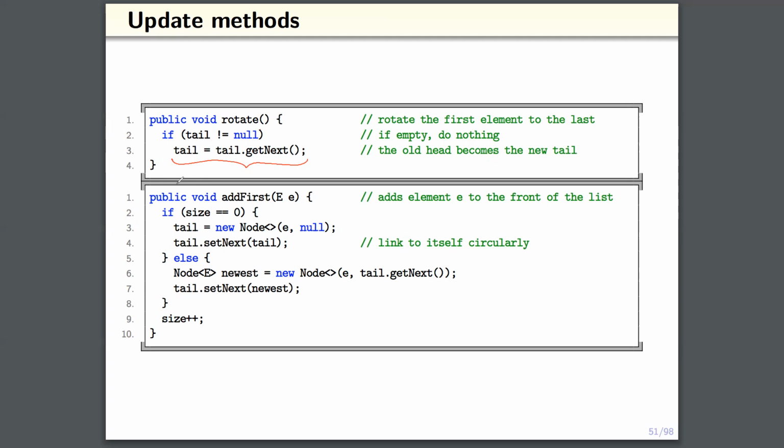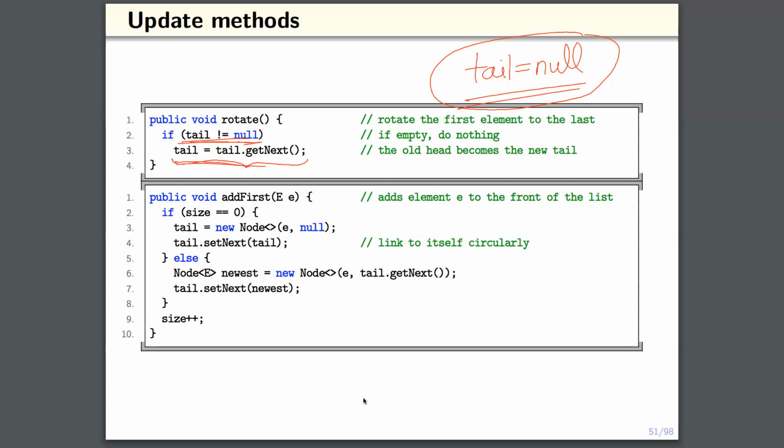So here, if the tail points to null, what is the meaning? If the tail points to null, the list is empty. Then you shouldn't do tail is equal to tail.getNext. What happens if you do that? Null pointer exception. Right, you will get a null pointer exception, so you need to be careful. Do all those corner case checks. So if tail is not equal to null, then tail is equal to tail.getNext.